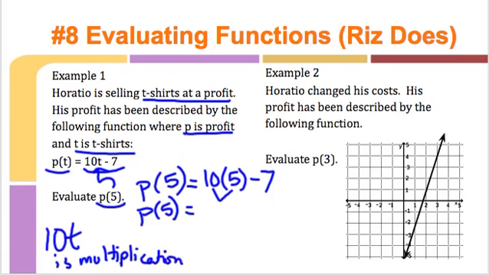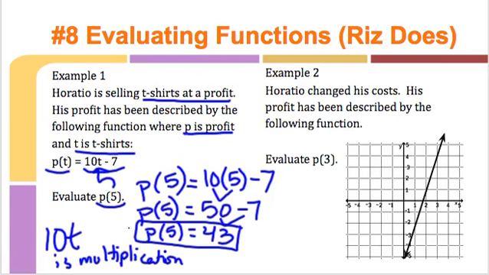So I'll go ahead and multiply 10 by 5. I know that is 50 minus 7. So now P of 5 equals 50 minus 7, which is 43. And that is my answer, because it asked me what P of 5 was. Okay? So if I looked back at the example, what this is saying is that when Horatio sells 5 t-shirts, he makes $43. That's what I'm saying. Okay? Let's go ahead and erase this so we can look at example 2.